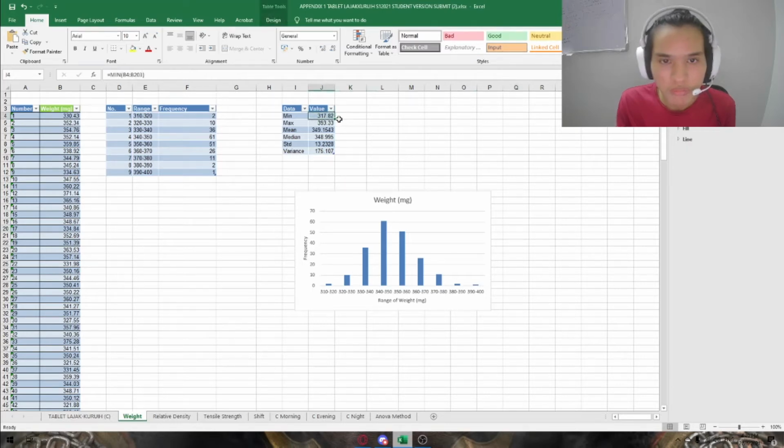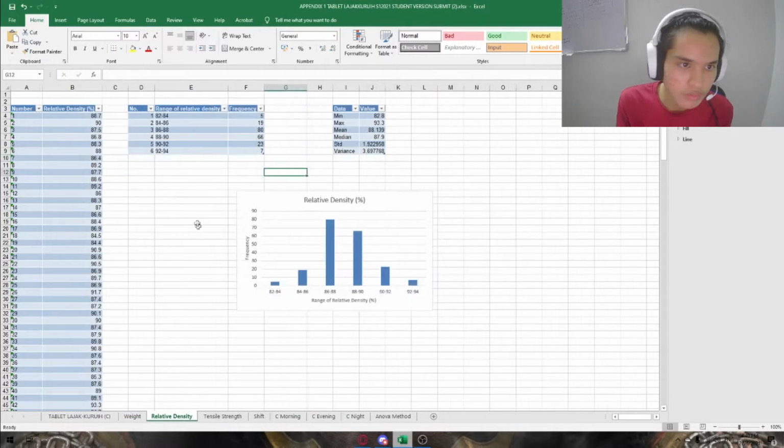The minimum for the weight is 317.82. Maximum value is 393.33. The mean is 349.1543. The median is 348.995. The standard deviation is 13.2328. The variance is 175.107.